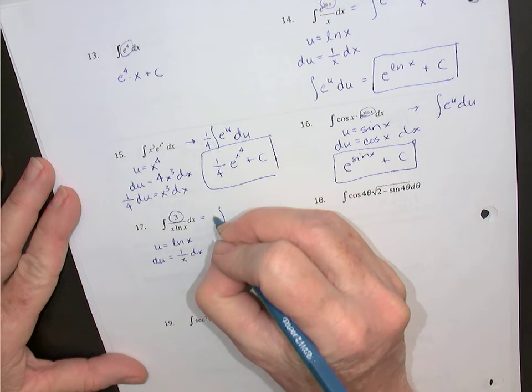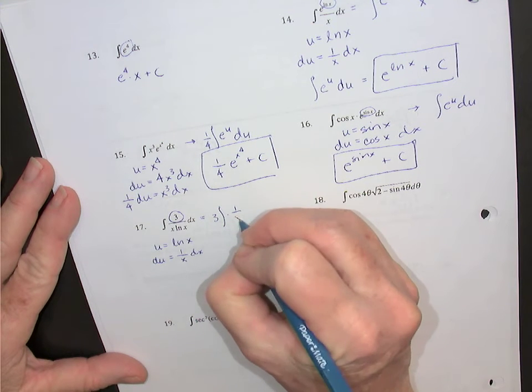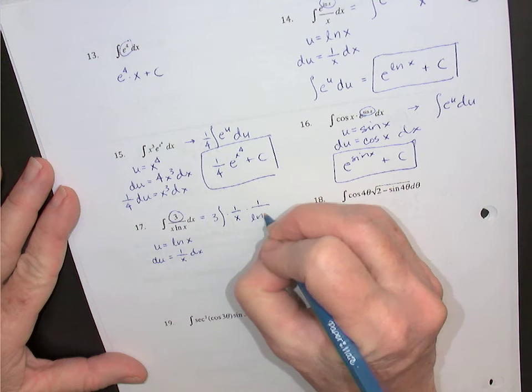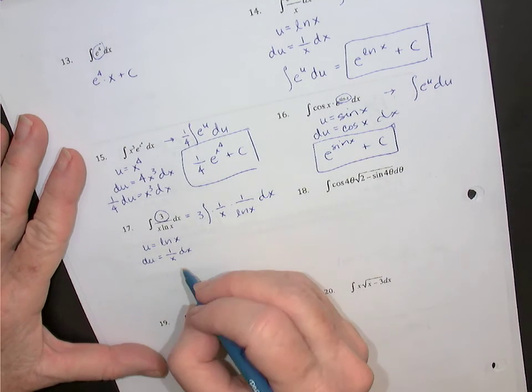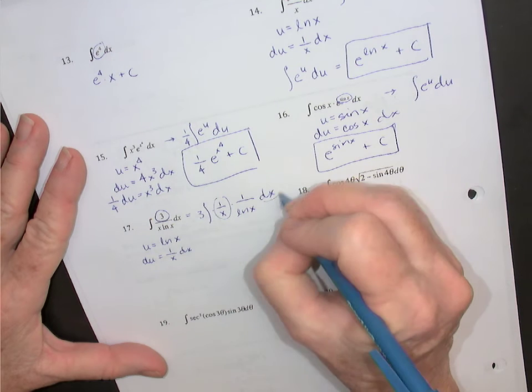So I'm going to rewrite this. I'm going to pull out the 3. I have 1 over x, I have 1 over ln x dx. Okay, so I kind of have what I need. There's my 1 over x dx.